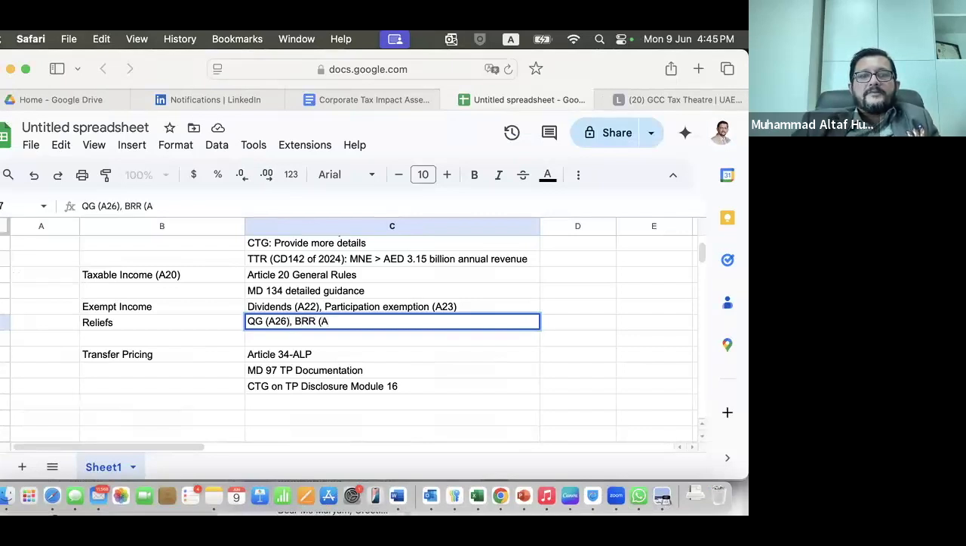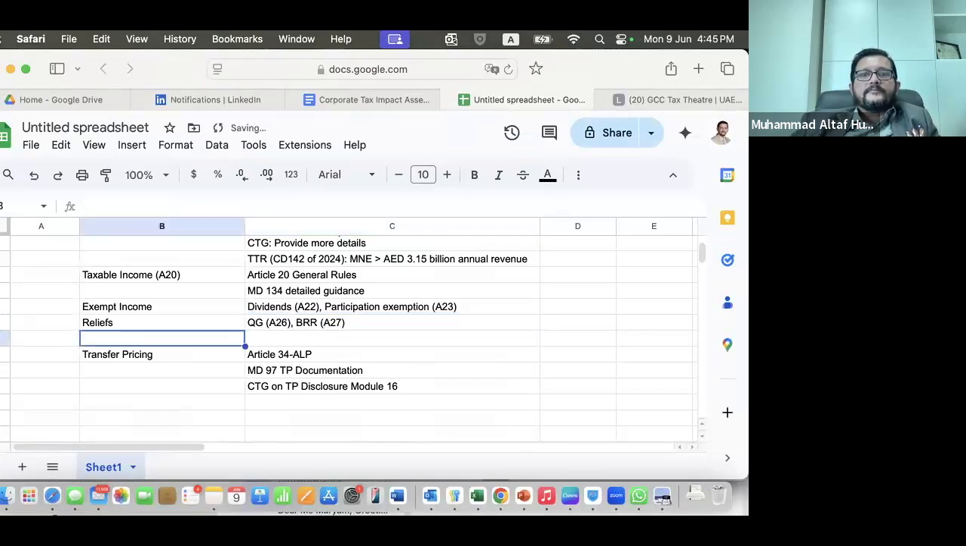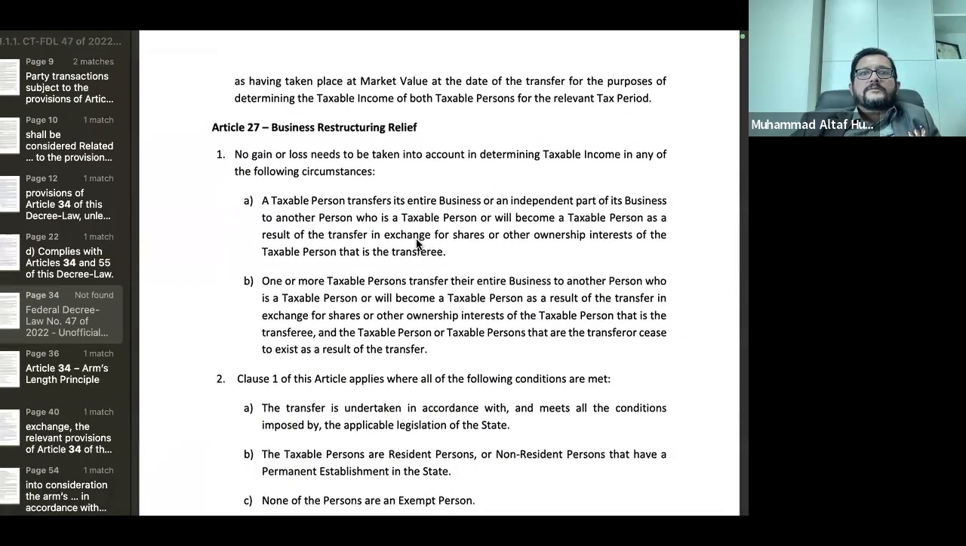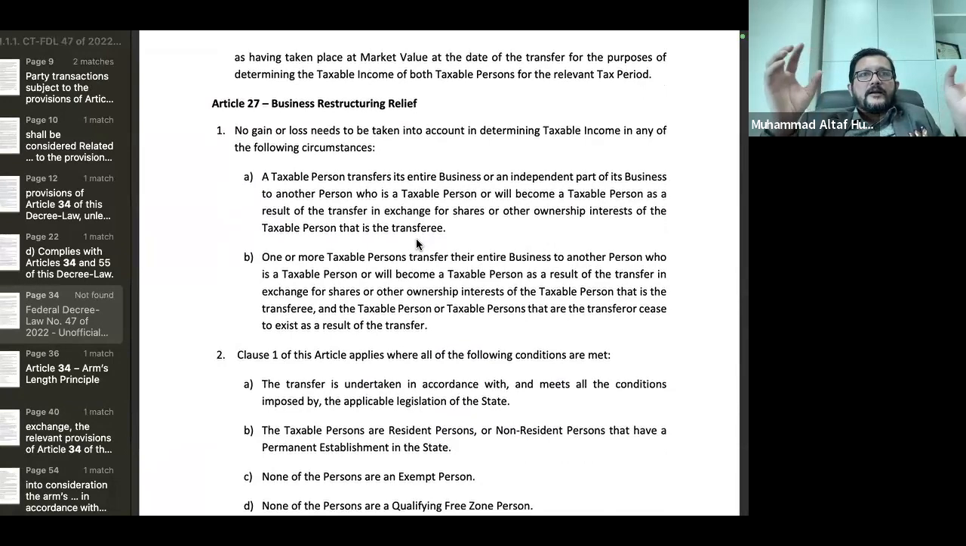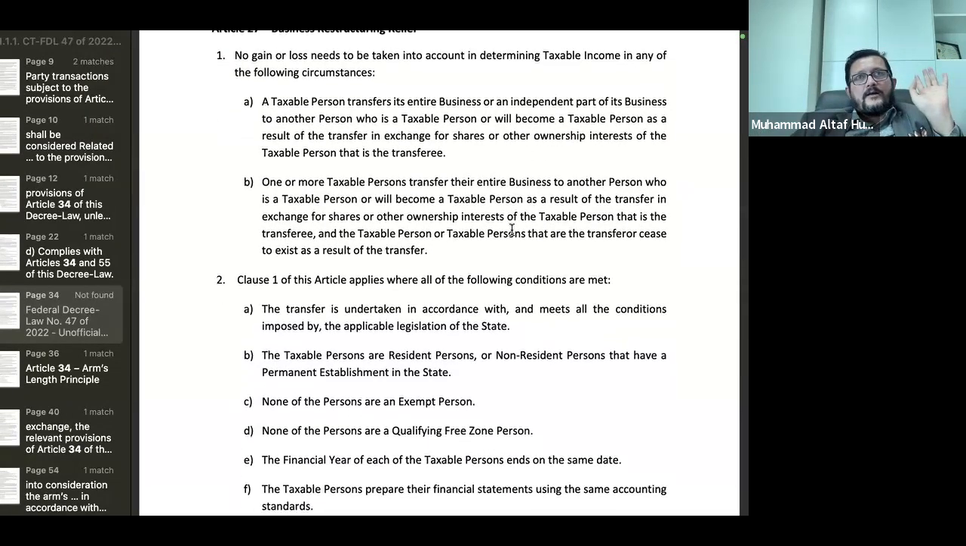Article which? 27. What exactly is it? Like if there is a transfer as a going concern, then it will not be taxed. Basically, that's the idea. No gain or loss is taken into account in any of the following. A taxable person transfers the entire business or an independent part of the business to another person who is either taxable or will become taxable. So on that we will not record gain or loss. That transaction remains out of the scope. It's not a taxable transaction.